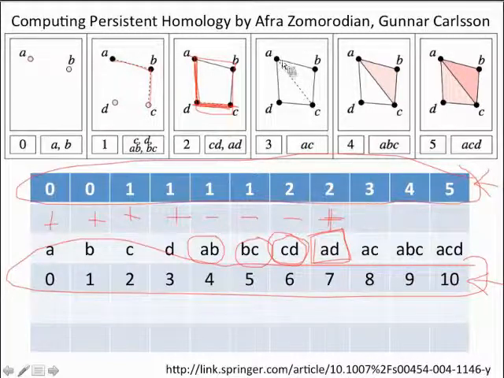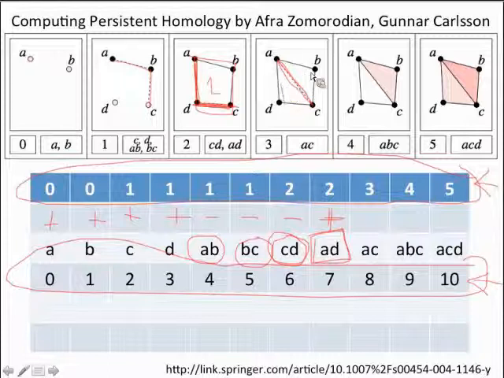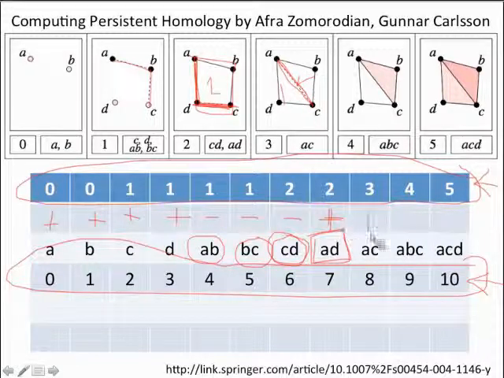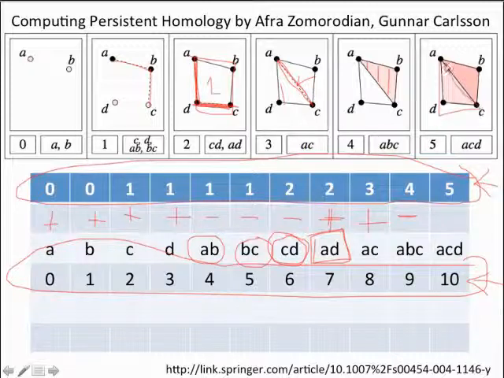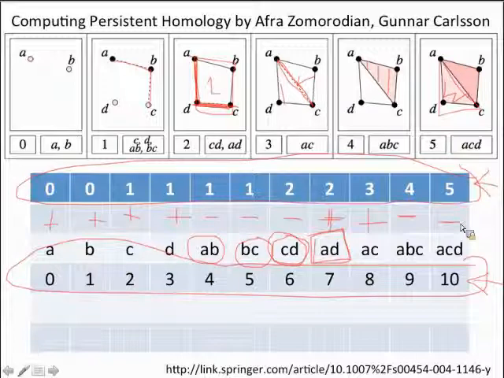We can then add in AC. With AC, we have now gone from one cycle to two cycles, and so AC would be positive. With ABC, we now have that ABC is a boundary, so we can mod out. We had this cycle ABC, but it's a boundary, so we can mod out by it. We've just destroyed the cycle. And then when we add in this triangle here as well, we've destroyed another cycle. And so now we know which ones are positive and which ones are negative.